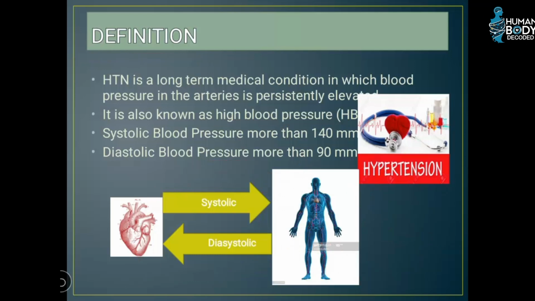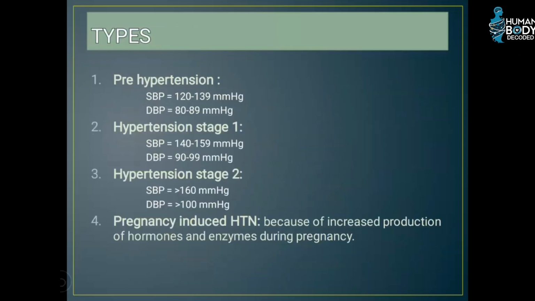Now let's move to the types. There are four major types of hypertension. First, let's start with prehypertension. In this, the systolic blood pressure remains between 120 to 139 and the diastolic blood pressure remains between 80 to 89. So we say that this person has reached the prehypertension stage.